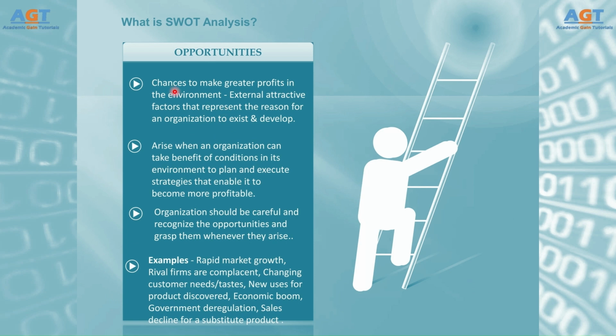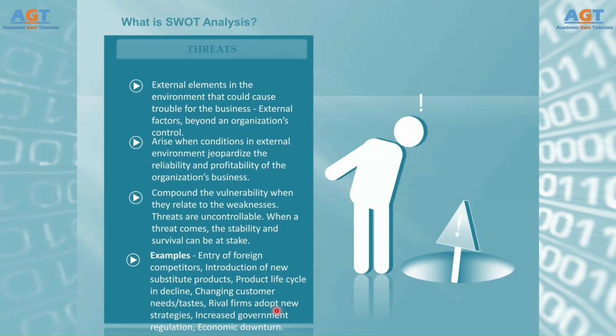Opportunities. Opportunities are external conditions that create chances for growth and higher profit. They arise when an organization can benefit from changes in its environment. The organization should recognize and capture opportunities whenever they appear. Examples include rapid market growth, complacent rivals, changing customer needs, new product uses, economic boom, deregulation, or decline of substitute products. Now, let's complete the SWOT set with external threats.